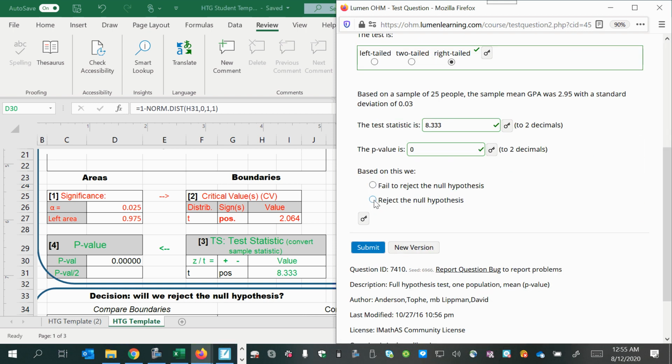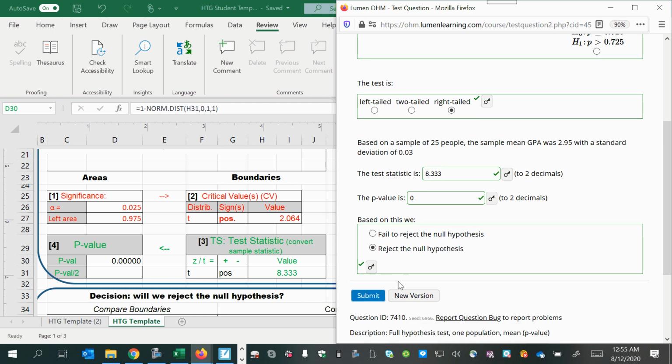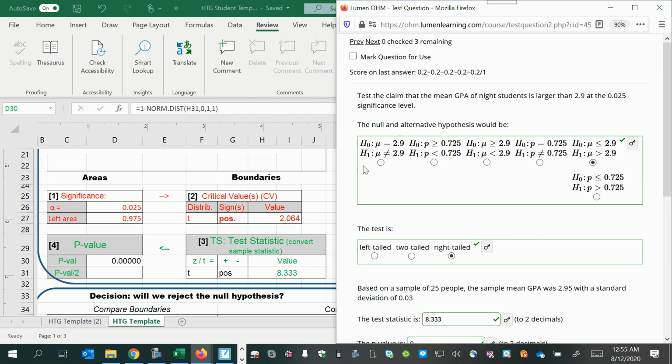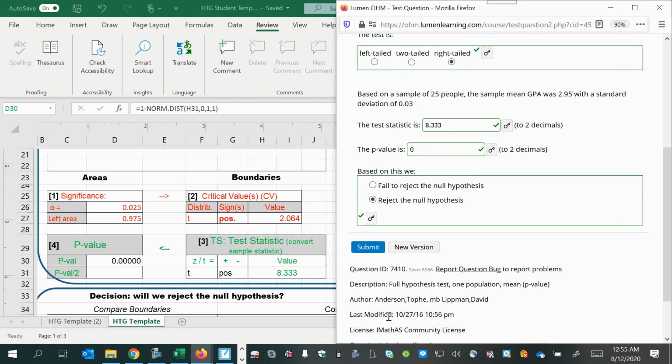And that means we are definitely going to reject the null hypothesis. This test statistic is so far out in the right tail that there's very little chance that the mean in the claim, 2.9, is the mean GPA of night students. It's definitely going to be significantly larger. All right, so that's how you do that test.